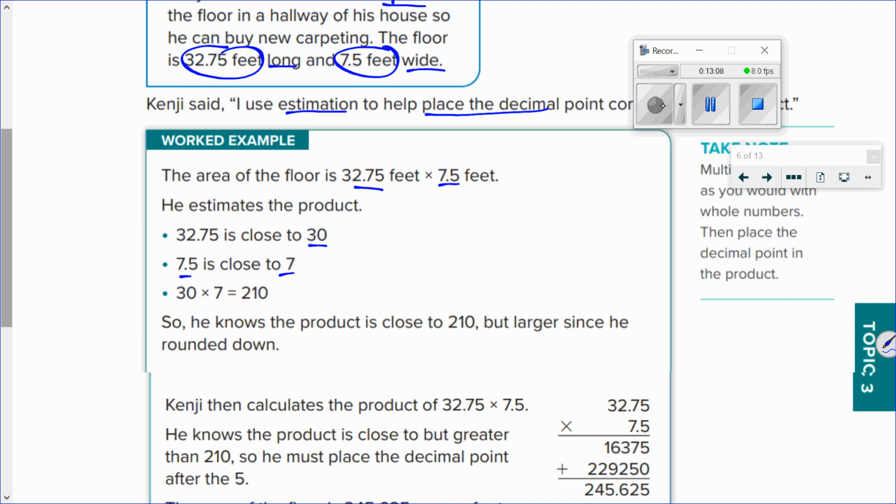Okay, so now that Billy understands what we're doing, I agree with him. I would round that to 8. So for Kenji's estimate, he said it's going to be 210. I say 30 times 8 is going to be closer to 240 for his answer.